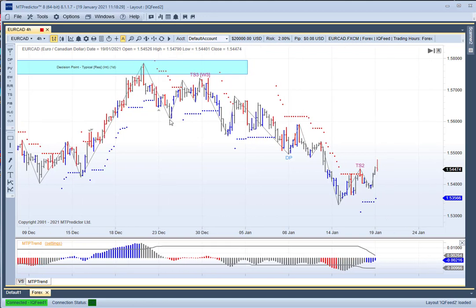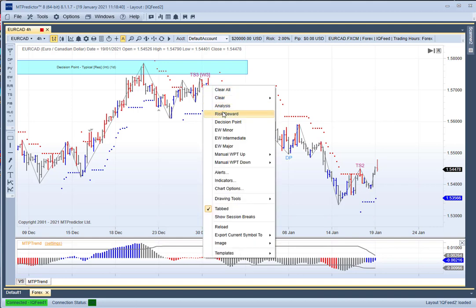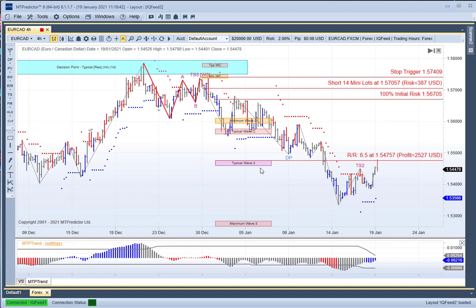The initial move down will be wave 1. We then have an ABC correction in wave 2. Therefore we're looking to trade a wave 3. That's why this W3 or wave 3 trade setup looks to project the, if I place the analysis on, the profit target at the typical wave 3 WPT. In other words, the area where most wave 3s are likely to go to.